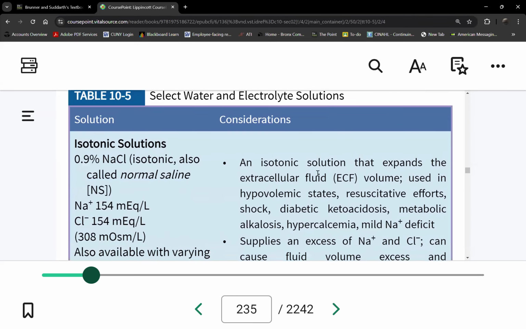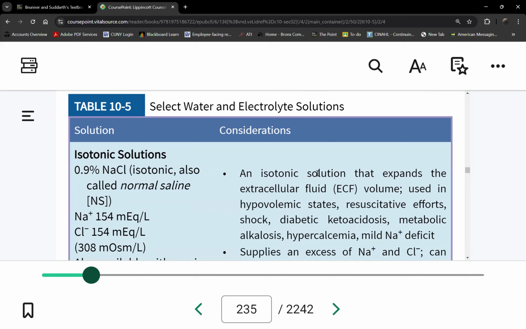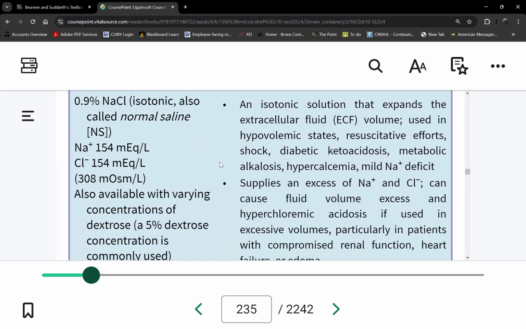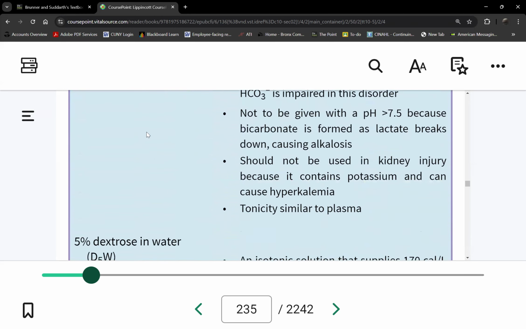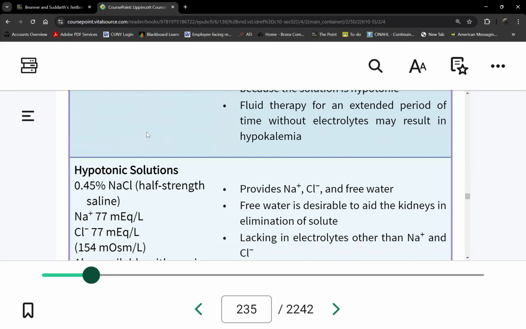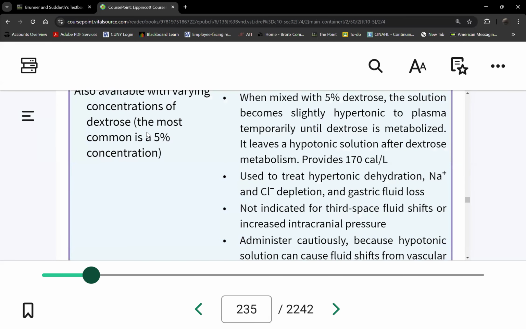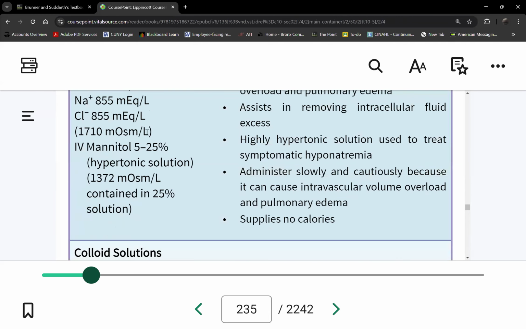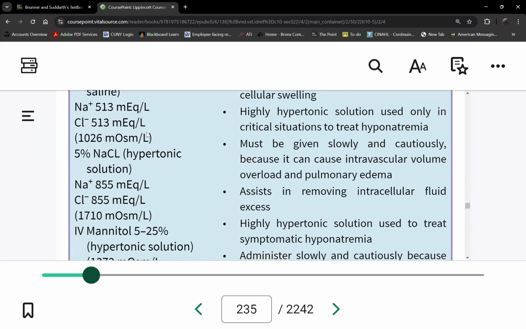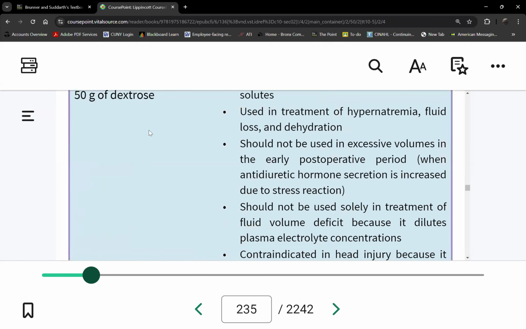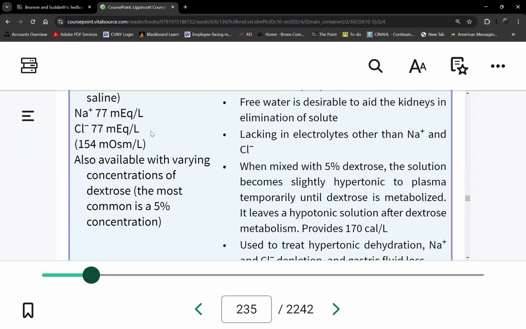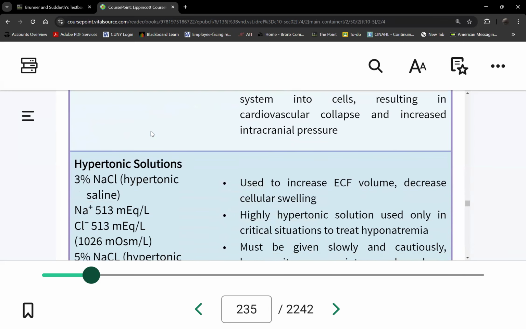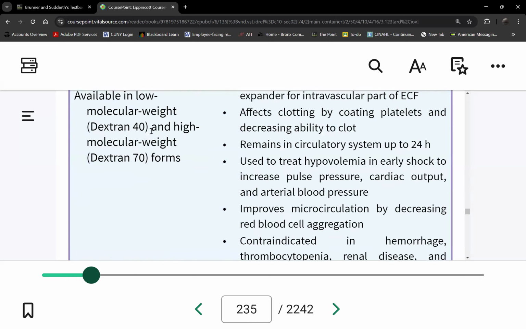Okay, so here's the solutions finally. I didn't realize it's so far. Okay, so it's on page 235. So here are your examples. Okay, so isotonic, LR, D5W, then you have your hypo and hypertonic solutions. Got it? Okay, so it is on its own table. 10-5. You like tables yet? Very nice, yeah. Organizes your information.